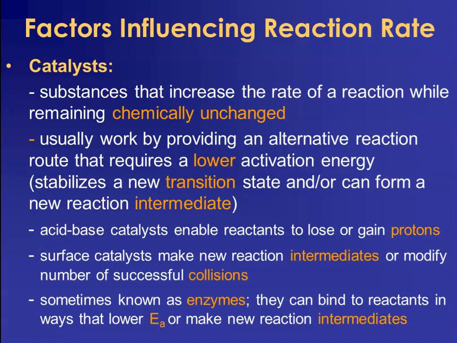Some examples of catalysts include acid-base and surface catalysts. Acid-base catalysts help reactants to either lose or gain protons, while surface catalysts are able to provide a source of new reaction intermediates, or sometimes increase the number of effective collisions by modifying that amount. Catalysts are also known as enzymes, specifically in biological reactions or biological processes. They bind to reactants in ways so that they can reduce the activation energy or form intermediates that are going to require less energy in the slower steps of your reaction. We'll get into that more towards the end of this unit.